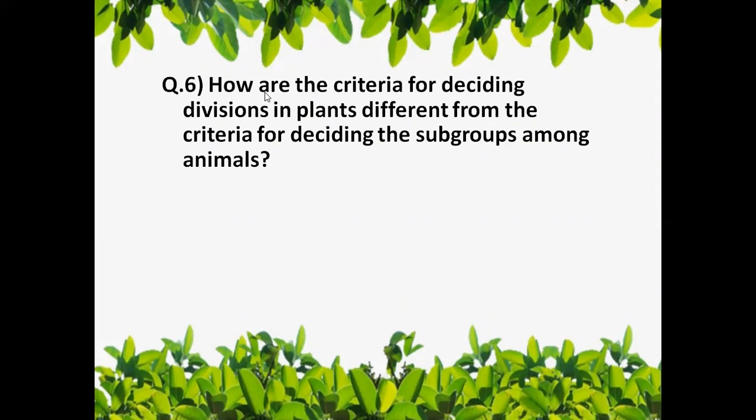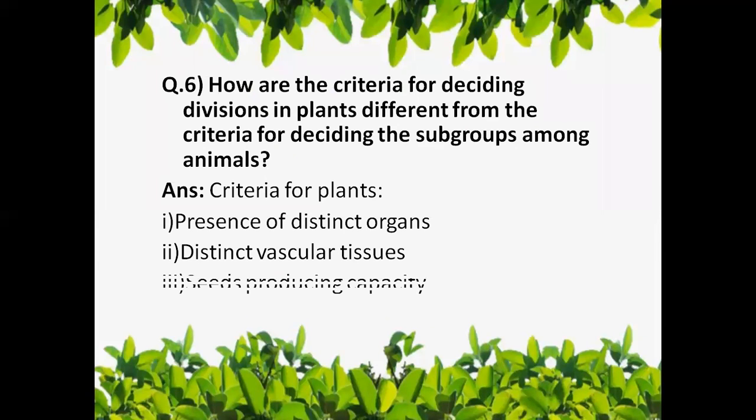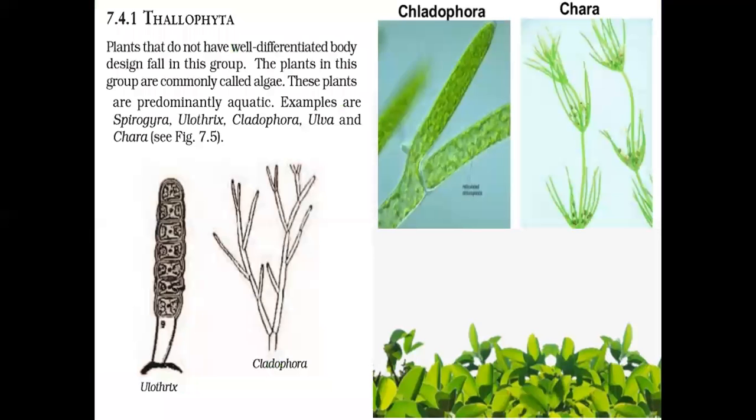Now, the question is, are the criteria for deciding the division in plants different from the criteria for deciding the subgroups among animals? The criteria for the plants are: first, the presence of distinct organs, that is stems, roots, etc. Second, distinct vascular tissues, that is xylem and phloem. Third, seed producing capacity, whether it can produce seeds or not, that is phanerogams. And whether the seeds are enclosed within fruit, that is gymnosperms and angiosperms.